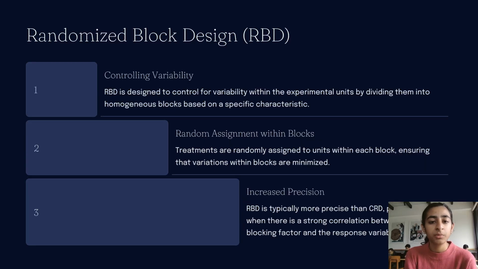Next, we have randomized block design, also known as RBD, controlling variability. RBD is designed to control for variability within the experimental units by dividing them into homogeneous blocks based on a specific characteristic. Random assignment with blocks. Units are randomly assigned to treatments within each block, ensuring that variations within blocks are minimized. Increased precision. RBD is typically more precise than CRD when there is a strong correlation between the blocking factor and the response variable.